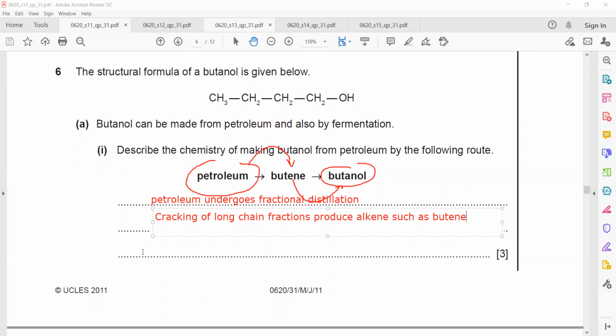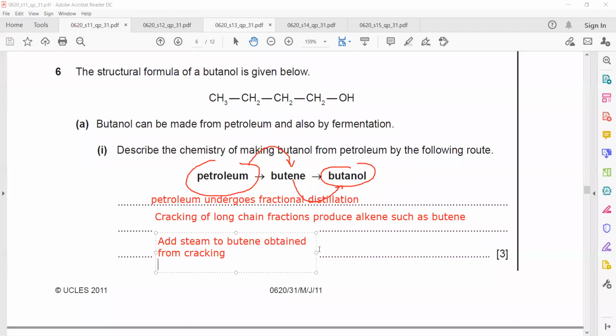Then last, from butene, how will we convert butene into alcohol? So add steam to the butene, that is by hydration. And the process is called hydration. So the hydration of the butene results in the formation of butanol.